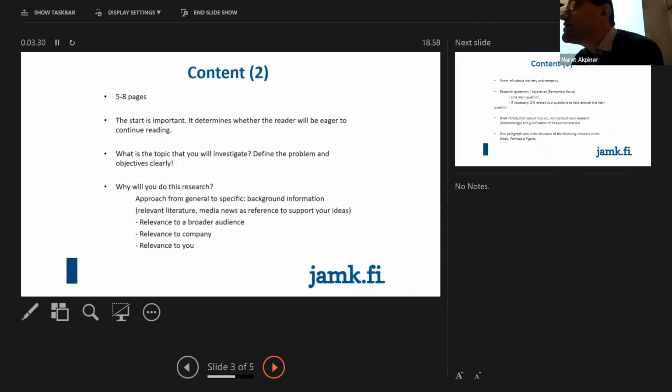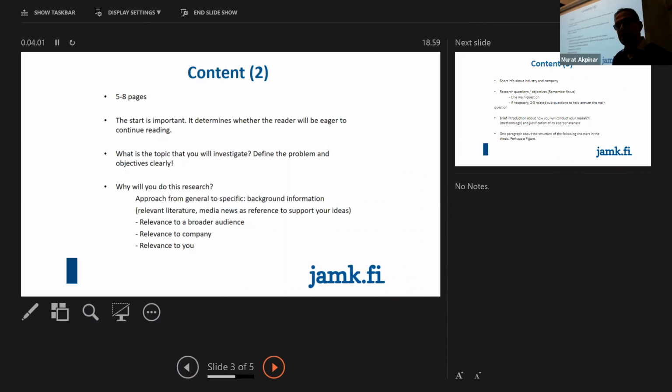Now, we said that the introduction chapter is important for the reader to decide whether she or he is interested to read the rest of the thesis or not. You can bore the reader so badly that they'll just stop reading. So here the idea is not to provide everything to the reader, but to increase the interest of the reader.